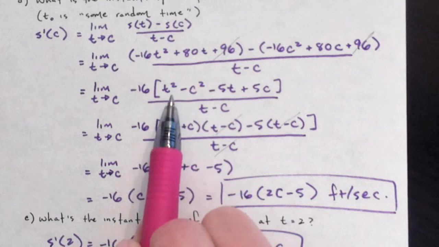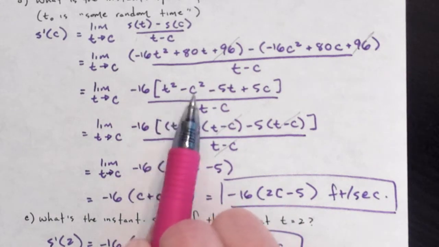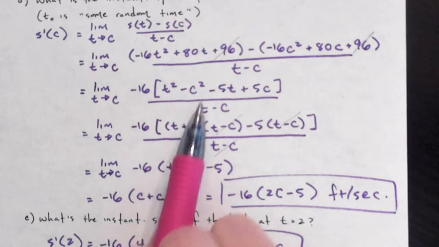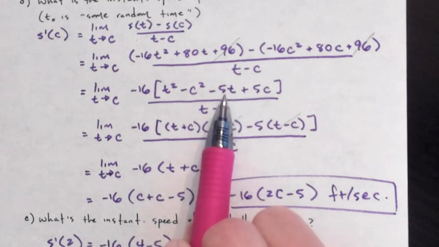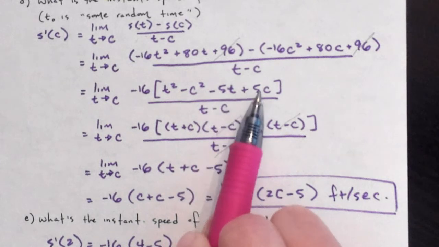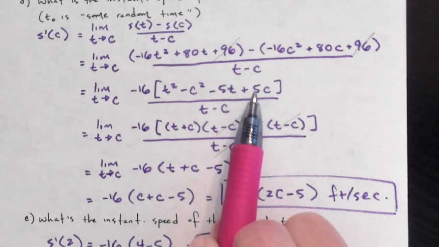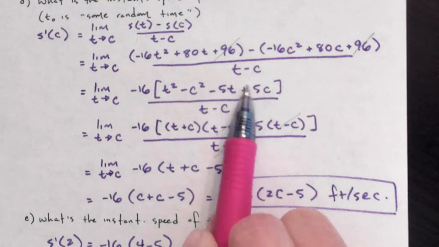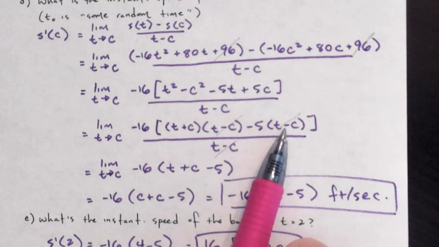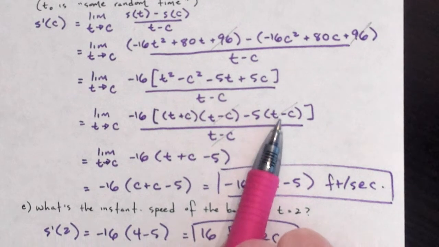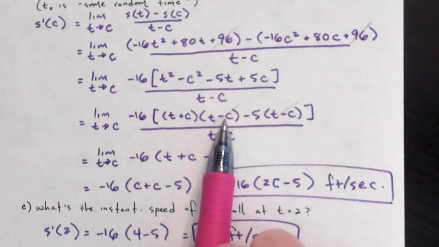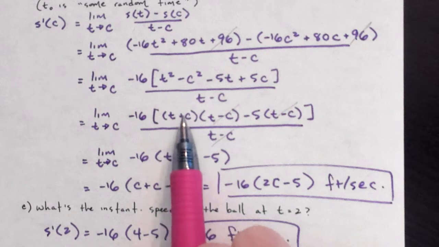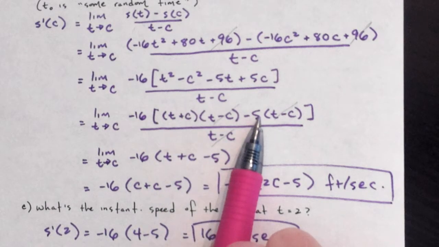So now I can take the difference of squares. This is t plus c, t minus c. And this right here, you can factor out a -5. If you factor out a -5 from both, you get t minus c, because you're factoring out a -5, so that's a minus. And then you'll notice this one and this one, if you combine them, this is t minus c, and this is t plus c minus 5.